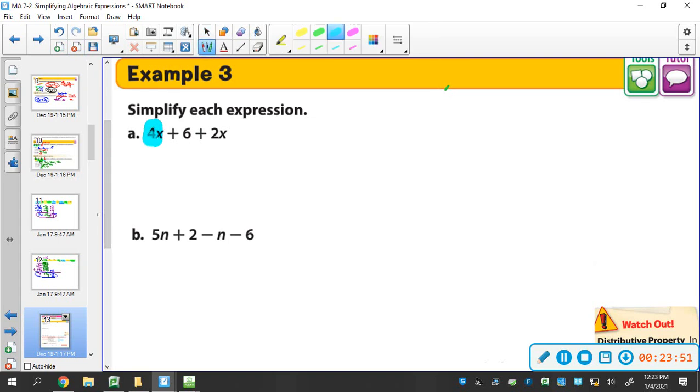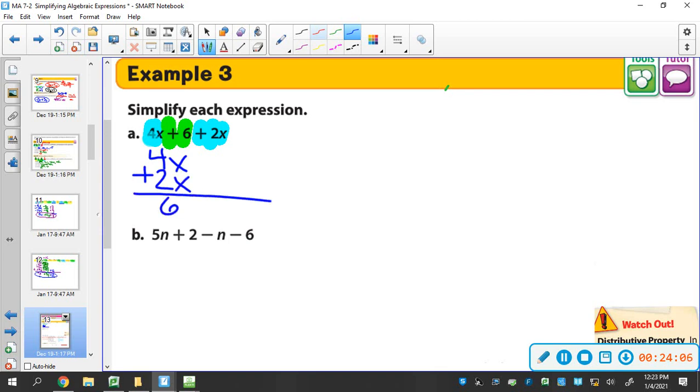So I have my 4x plus 2x are like terms, and my positive 6 there is a constant. That's a like term. So I know my 4x plus 2x combines to give me 6x. My plus 6 is just by itself. It's the only constant. So I put it there. And now I have 6x plus 6.